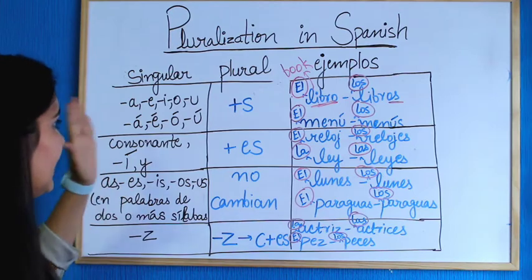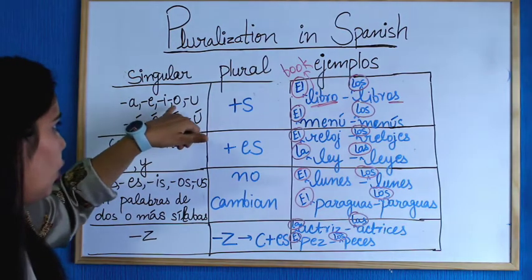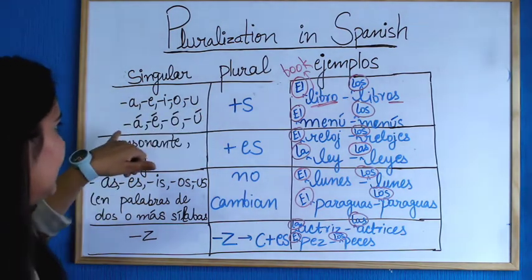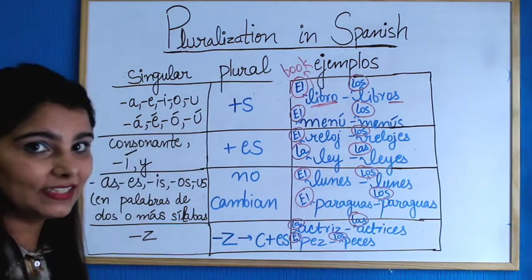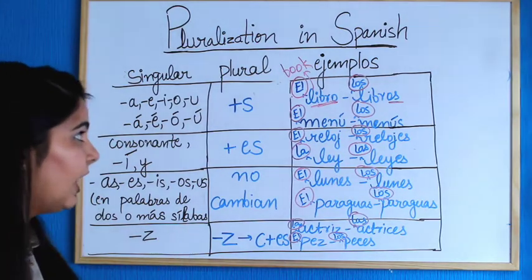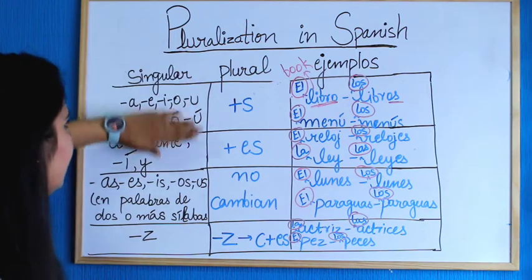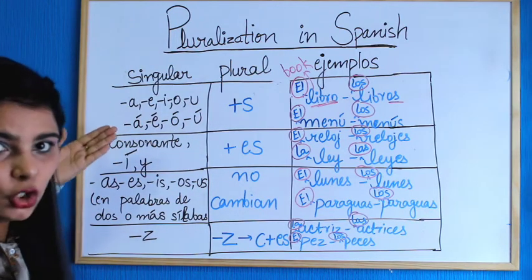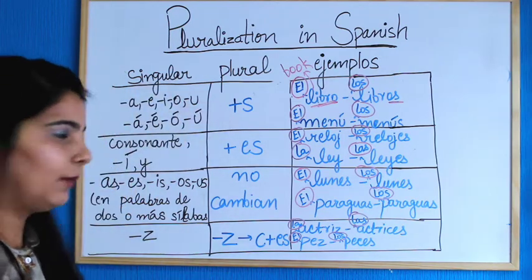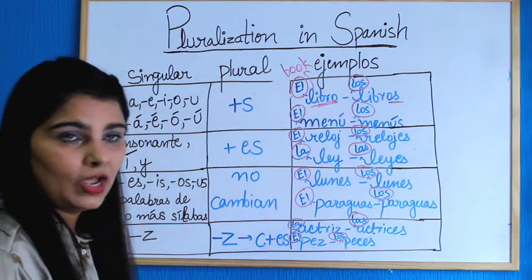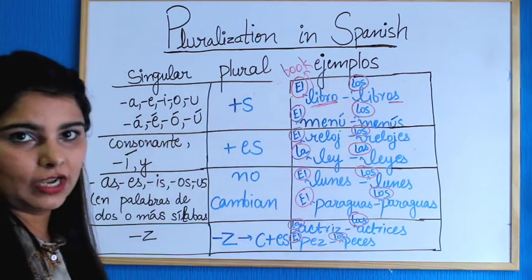So rule 1: if we have a, e, i, o, or u, and a, e, o, u with accent marks, we always pluralize the noun by adding s to it. So if we have these as terminations, we always pluralize the noun by adding an extra s. Let's see the example. El libro has o in the end, so the plural form would be los libros. I'm adding an extra s.